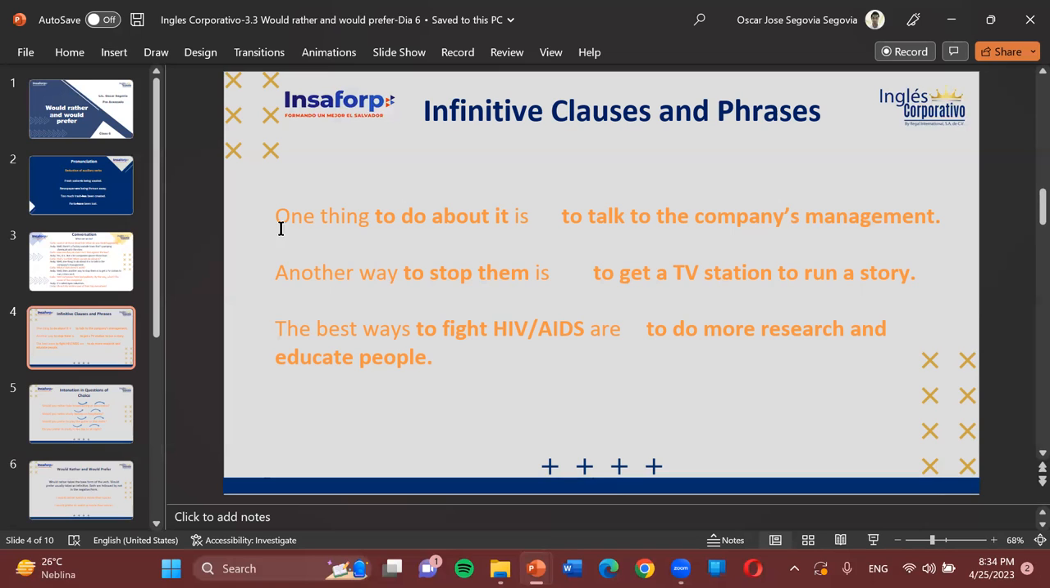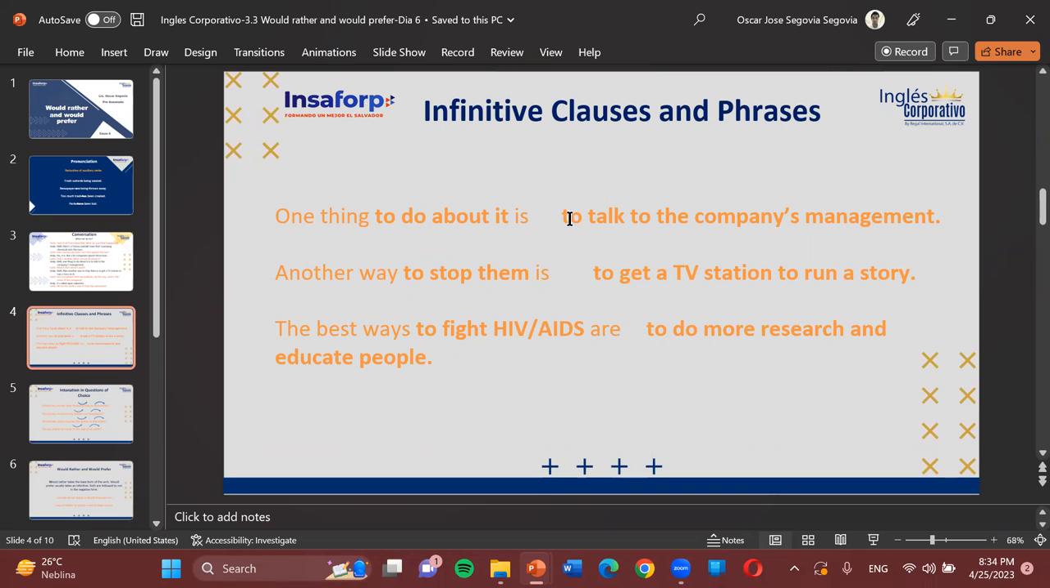Entonces, tenemos one thing, sí, aquí tenemos esto, por eso les digo que es como un consejo o una opinión, ¿verdad?, que yo estoy dando. One thing to do about it. Aquí sería muy difícil o muy raro que ustedes digan one thing doing about it. Sí, eso sería bien extraño. Por eso es que cuando estemos dando consejos es mejor utilizar los infinitivos. Por eso decimos one thing to do about it is to talk.